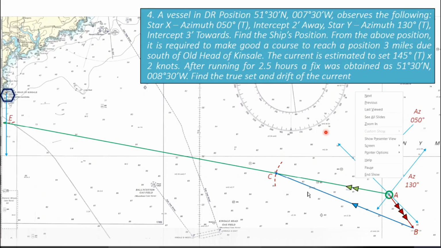So both these things will come in our answer. We will write down what is the course made good which we are required to make good, and what is the course which we need to steer so that this will be done. We will write both these things in our answer. They have not asked it here; they have only written, it is required to make good a course to reach a position 3 miles south of this light. But once we make this plot, we will write both of these things in our answer sheet.